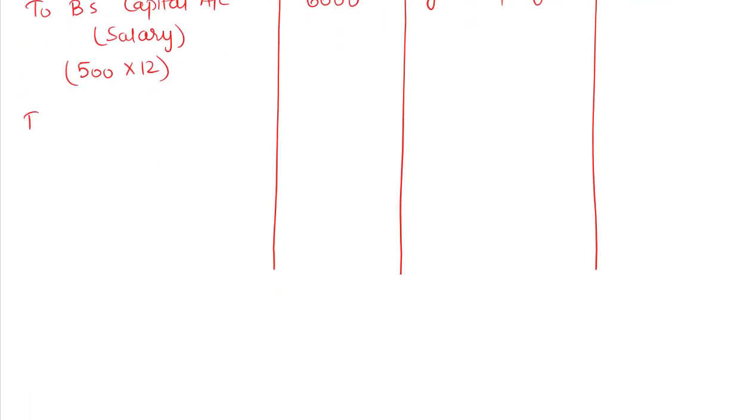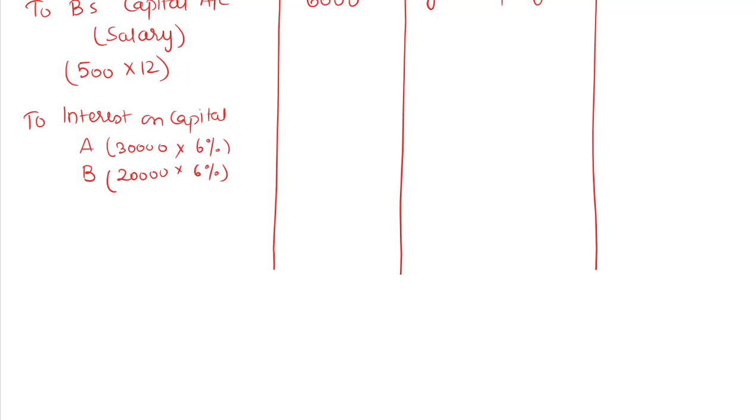Next is to interest on capital, A and B. For A, the capital given in the question is 30,000 and for B 20,000. So 30,000 and 20,000 multiplied by 6% gives 1,800 and 1,200.